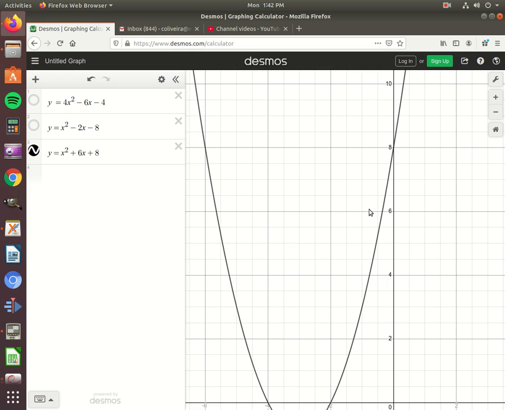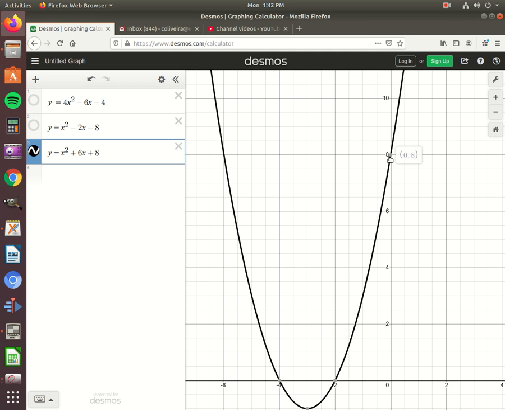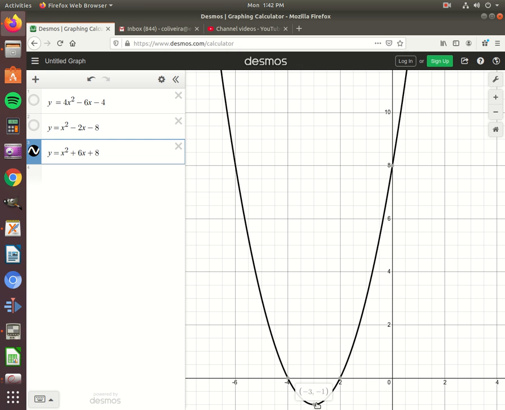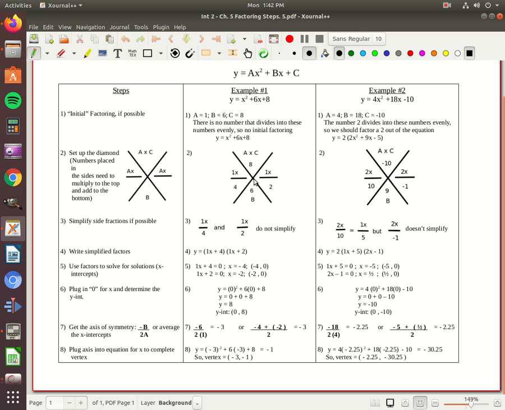Here we go. I have my y-intercept at (0, 8), like we expected to see. I have my x-intercepts at negative 2 and negative 4, which we expected to see. And I have my vertex at (-3, -1). So all of that ended up being true for that problem. I just wanted to throw that out there, that way you can see how this works.